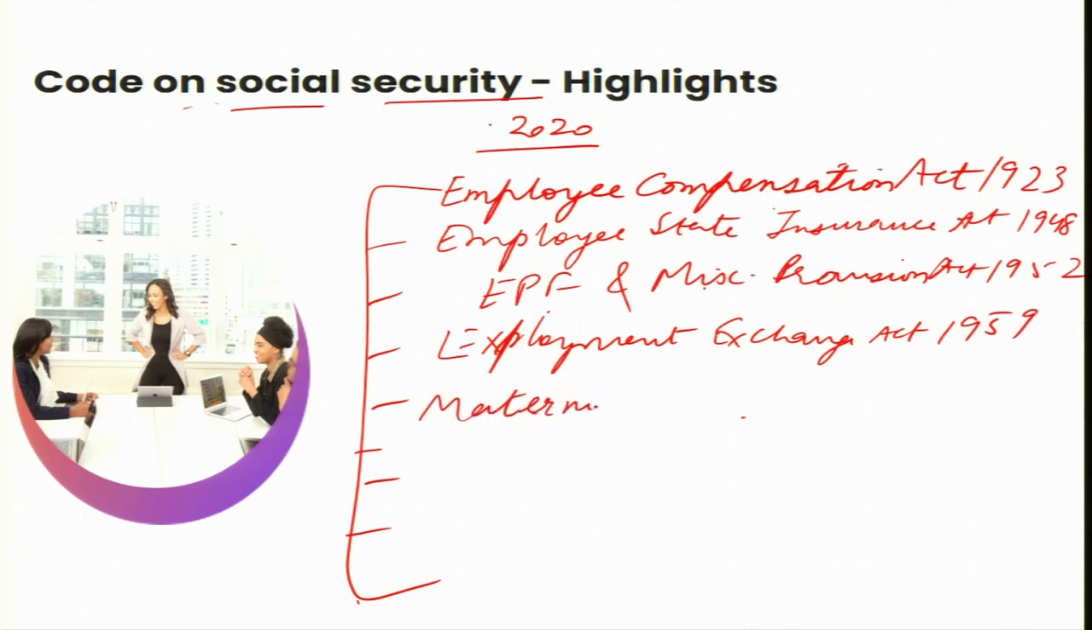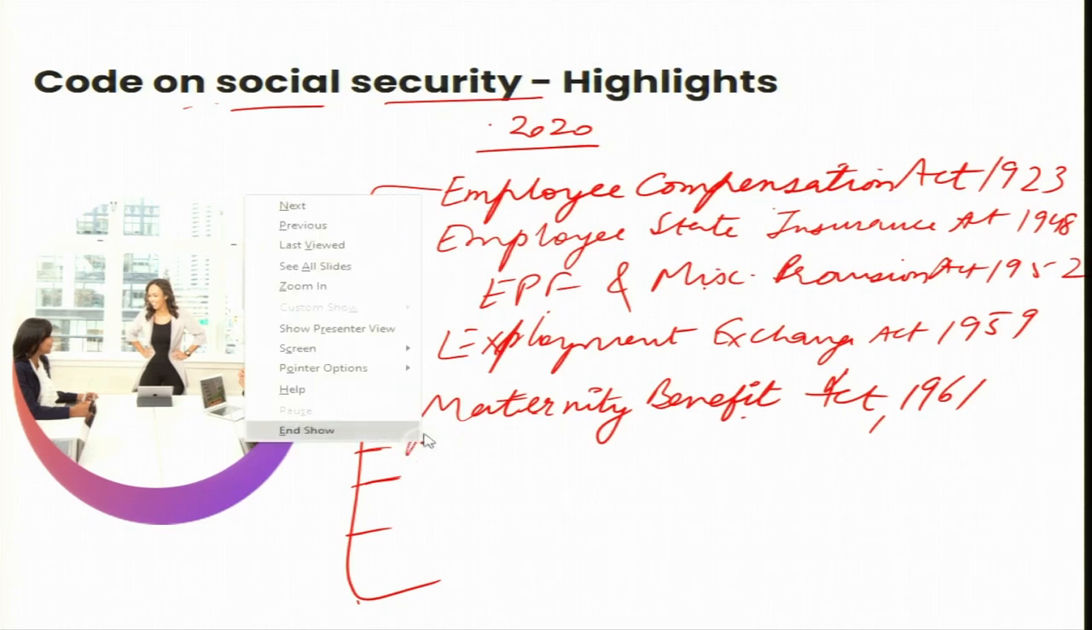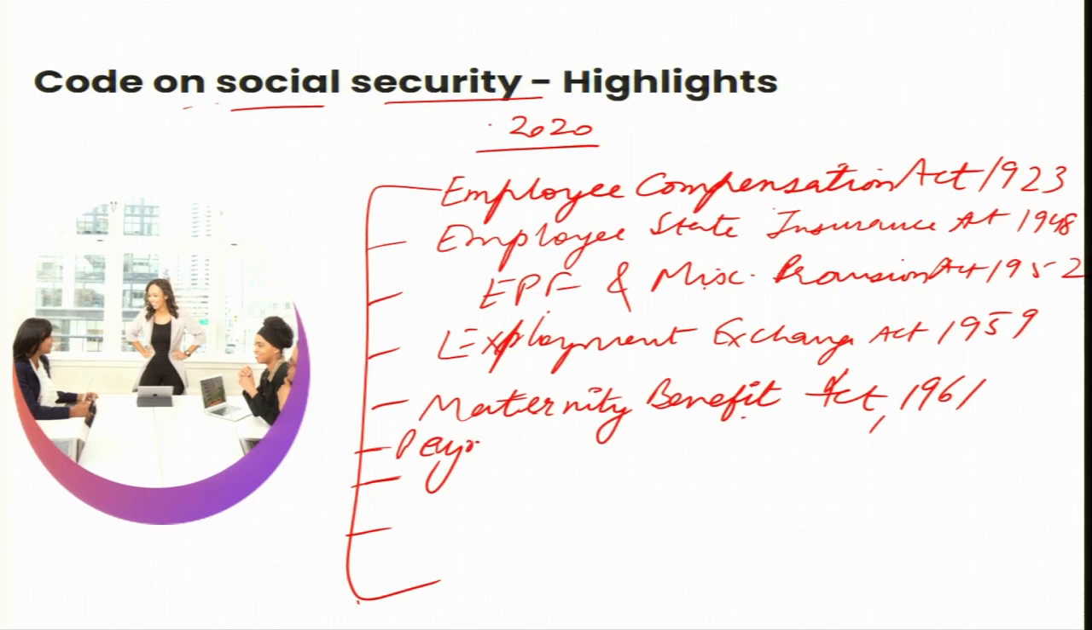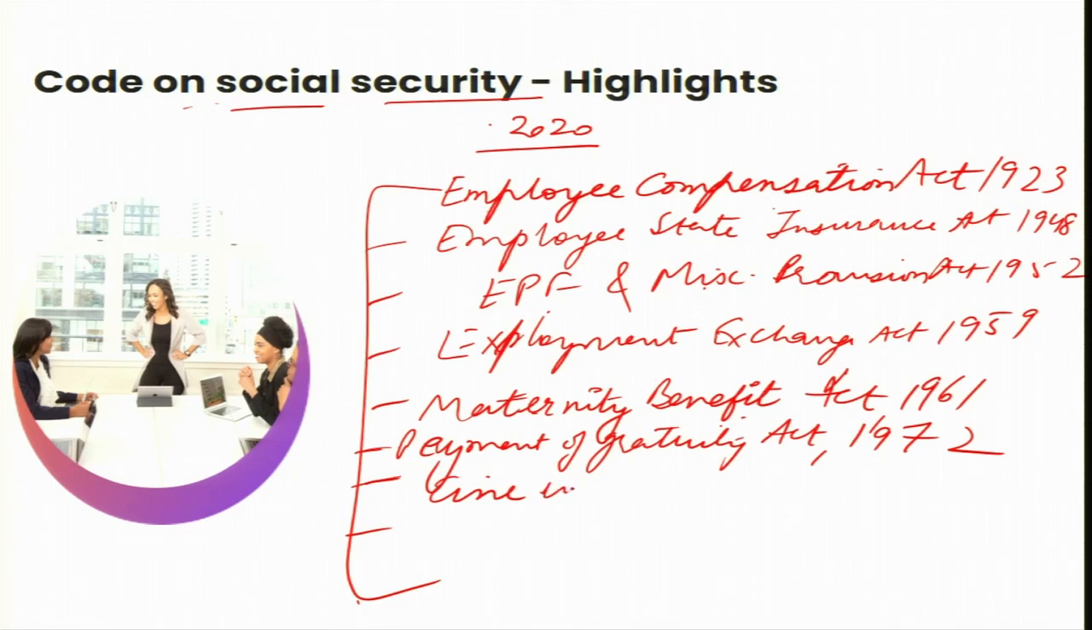Then to secure the female workers and to provide them with some kind of benefits, the Maternity Benefit Act 1961 is there, which entitles them to leave during their maternity. Then we have another called the Payment of Gratuity Act 1972, which is again very relevant and very important. Then we have the Cine Workers Welfare Fund Act 1981.